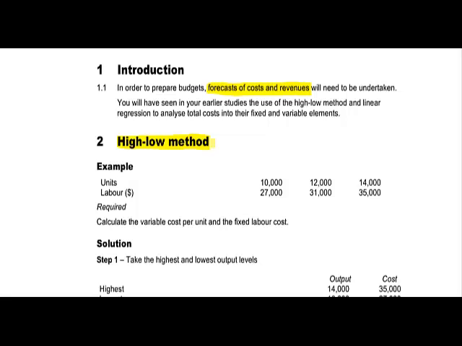So this example is designed to just give you a bit of a reminder as to how to do it. We've got 3 levels of production in terms of units, with 3 levels of labour. The important point here is that labour is a semi-variable cost. So inside, for example, that 27,000, some of it will be fixed and some of it will be variable. And the whole point of the High-Low method is to split them out between the two.